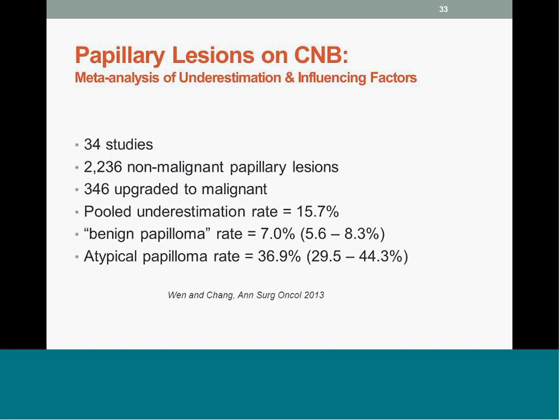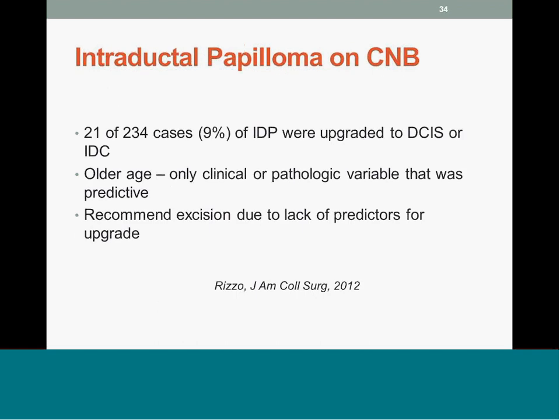The so-called benign papilloma rate, or just ordinary papillomas, in excisions was only 7% in their study. I would have thought it should be higher in those. So here's a study done by a surgeon, and they found that 9% of their papillomas on core biopsy were upgraded, and unfortunately we were unable to identify predictive factors that would help predict which patients are likely to have upgrades, other than older age, and that's very non-specific. We do know that patients in their 7th, 8th, 9th decades are more likely to have cancer than not, but they recommended excision due to the lack of predictors for upgrade.